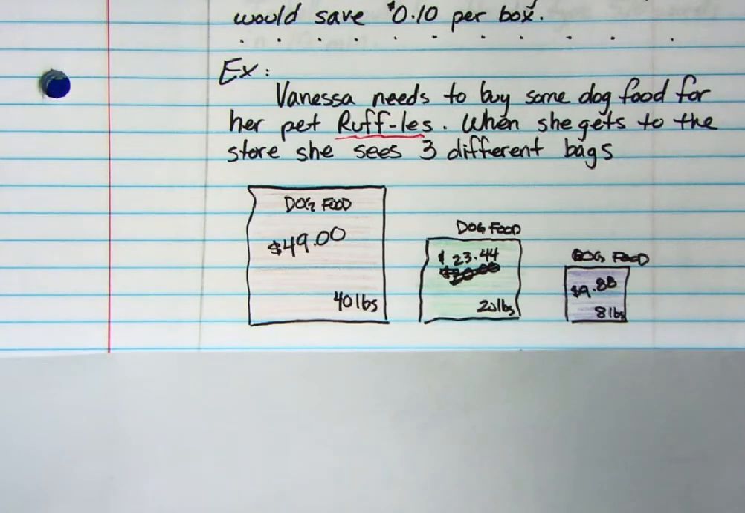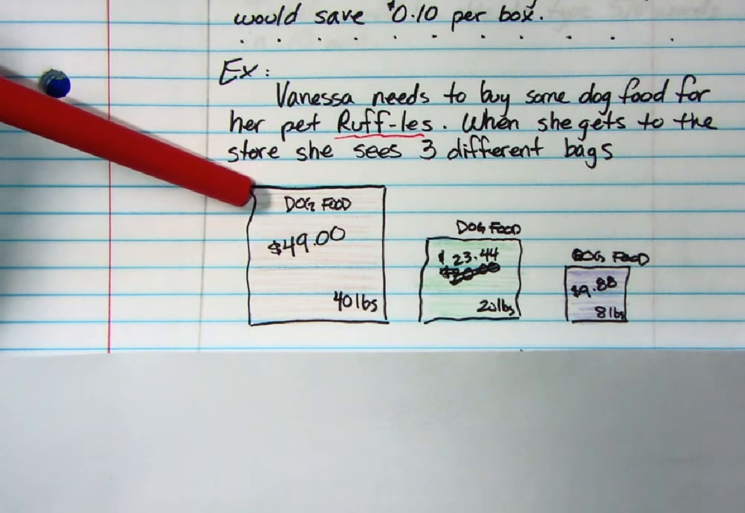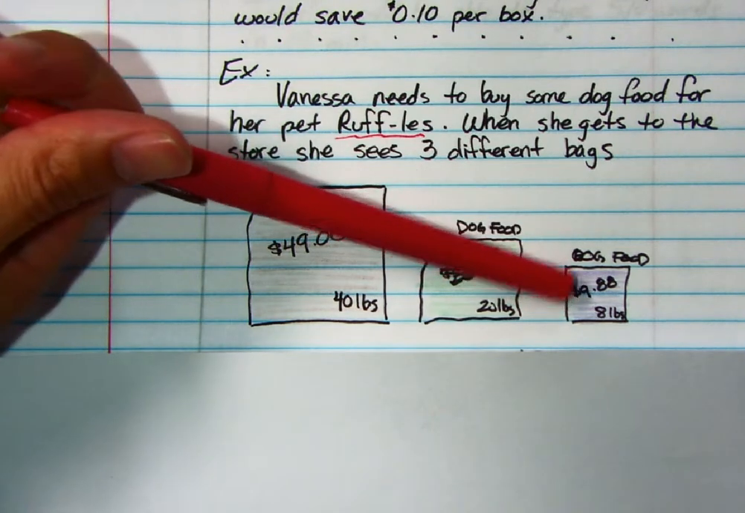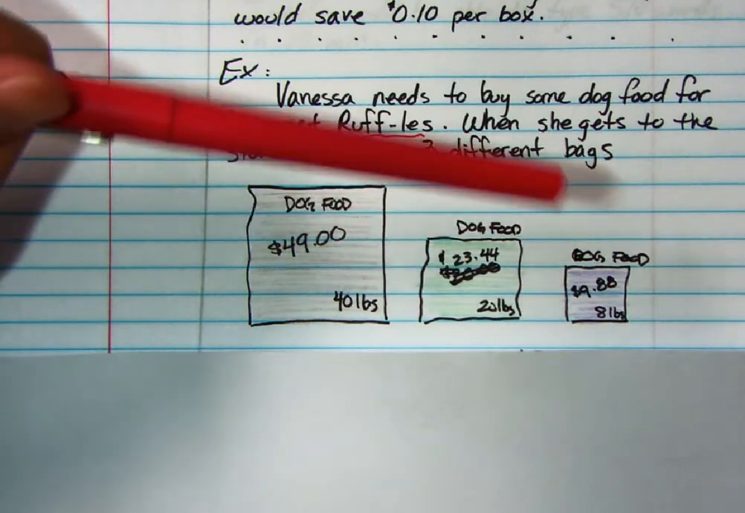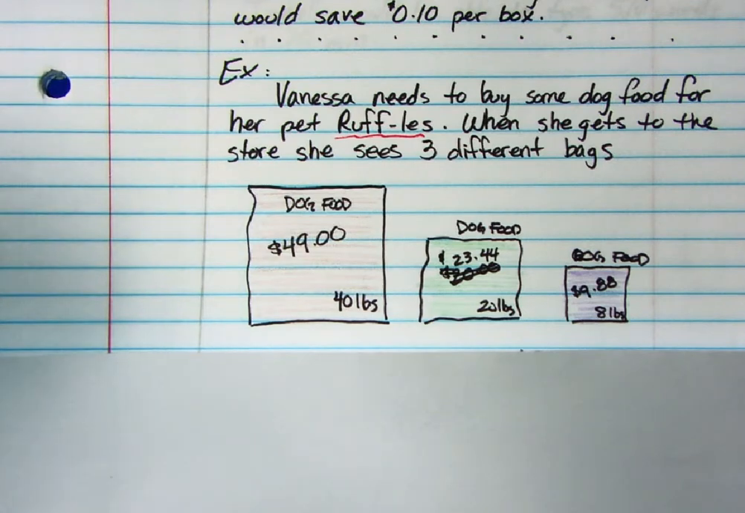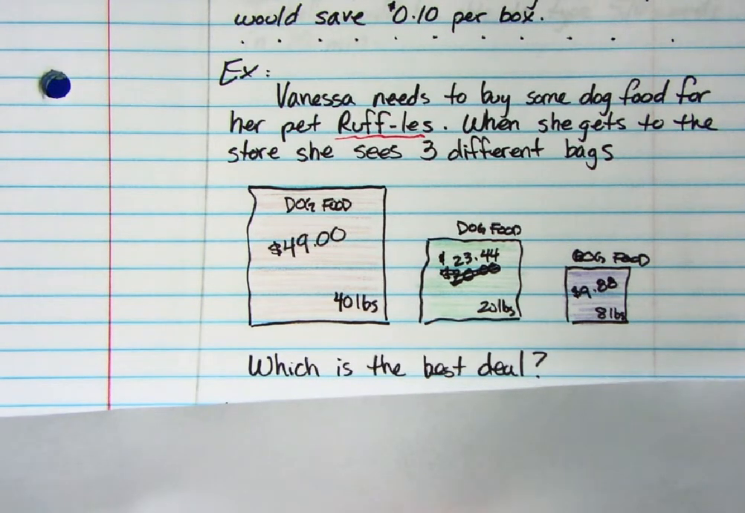When she gets to the store, she sees that there are 3 different bags, so she's not too sure which one to buy. She's got this huge dog food bag, 40 pounds, for $49. There's a 20-pound bag for $23.44, and there's an 8-pound bag for $9.88. Which is the better deal? Is it always best to get the largest bag, or should I spend the least amount of money at one time but get only 8 pounds, or should I go in the middle? Question is, which is the best deal?